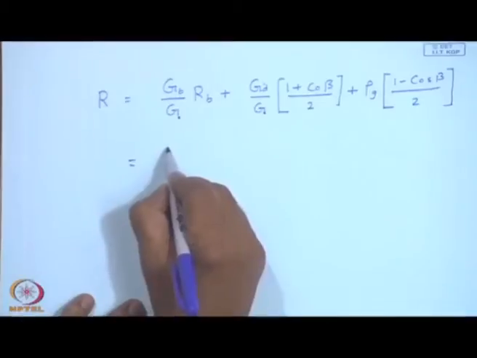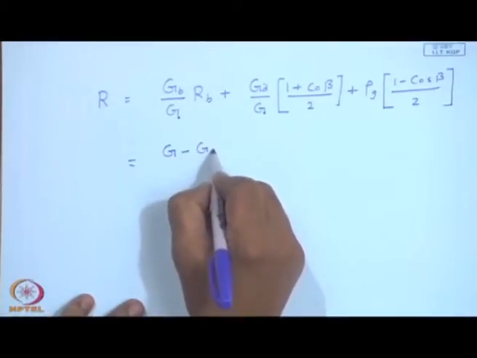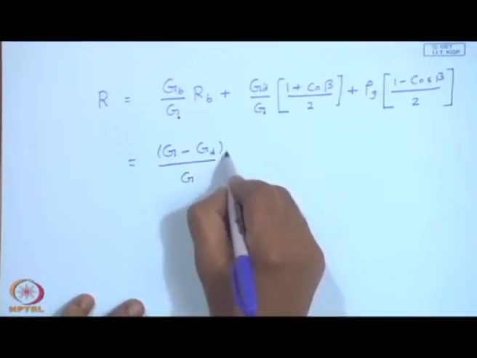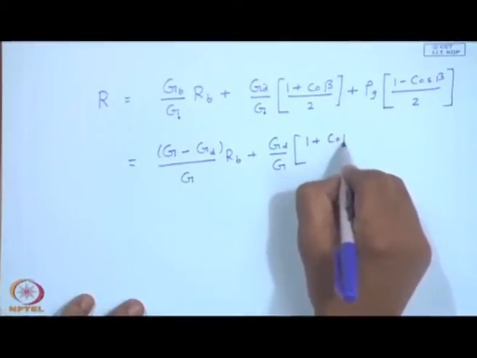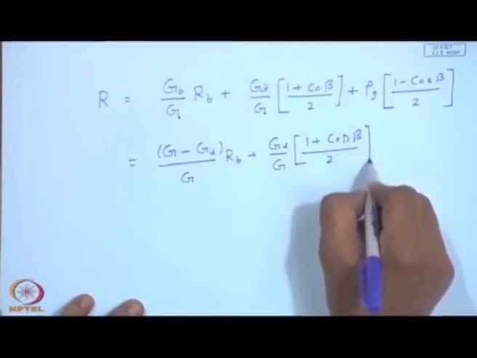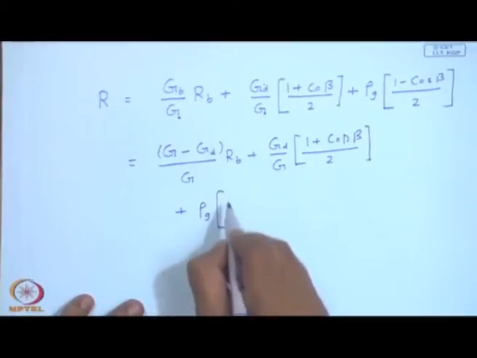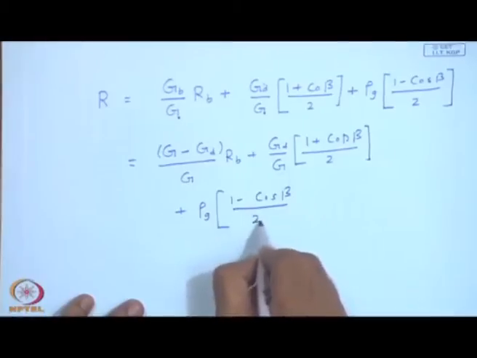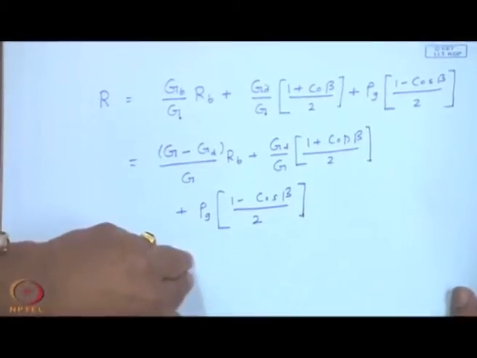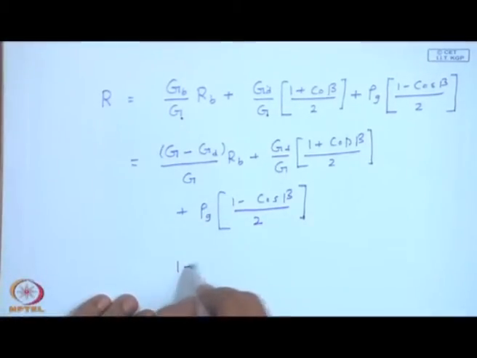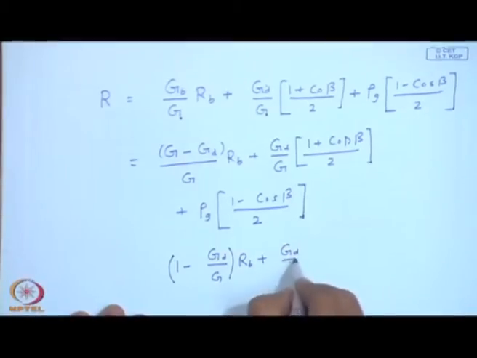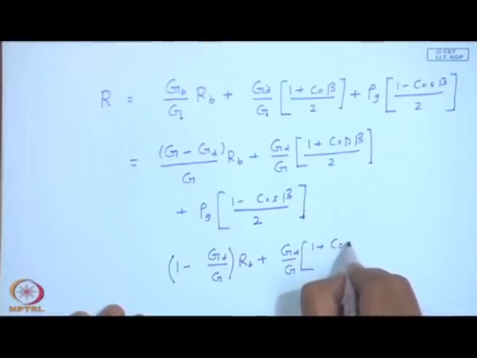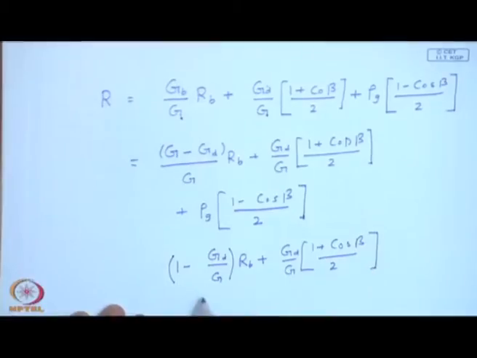This can be again written as G minus G D by G times R B plus G D by G times 1 plus cos beta by 2 plus rho G times 1 minus cos beta by 2.